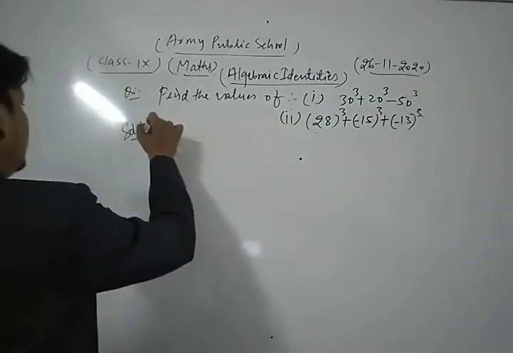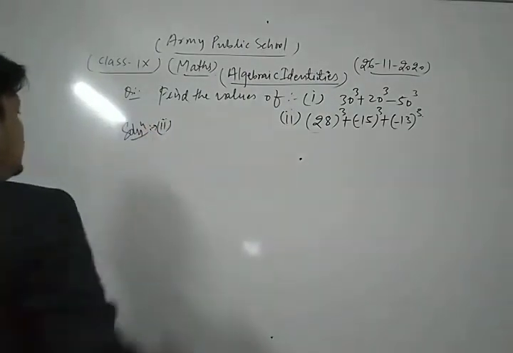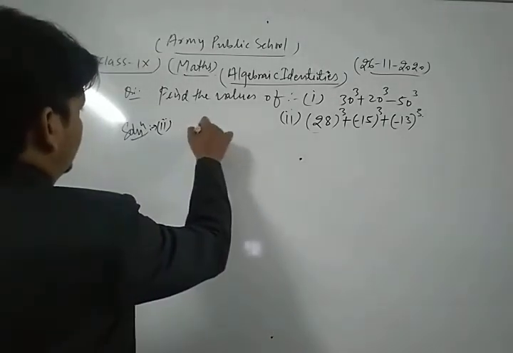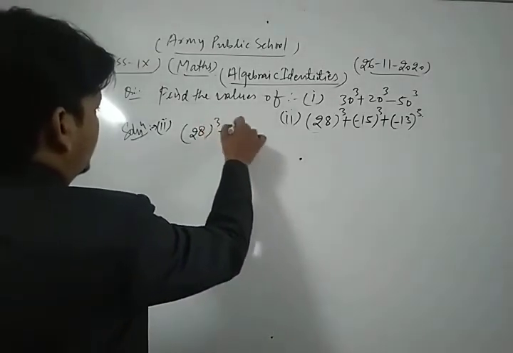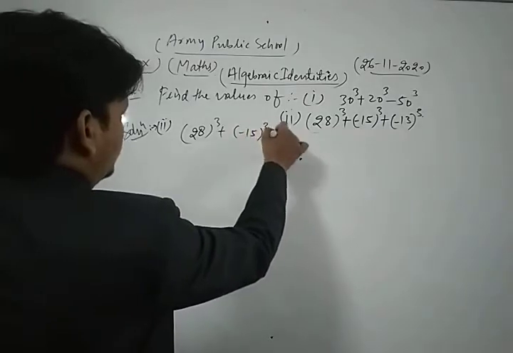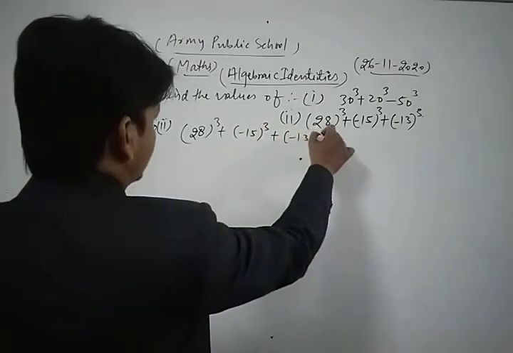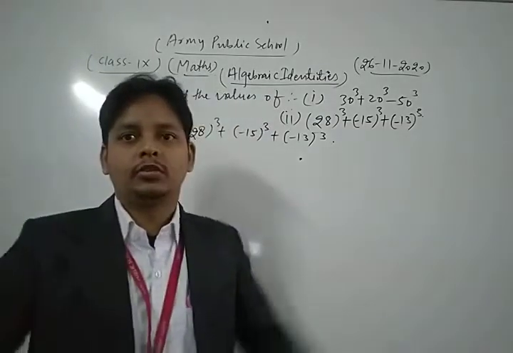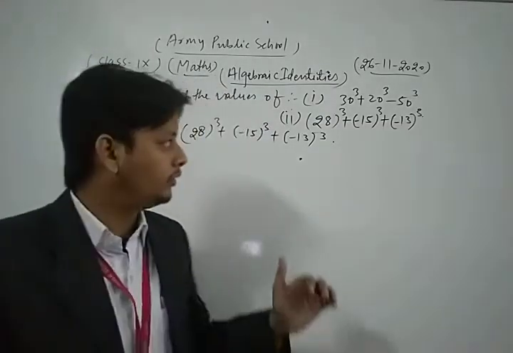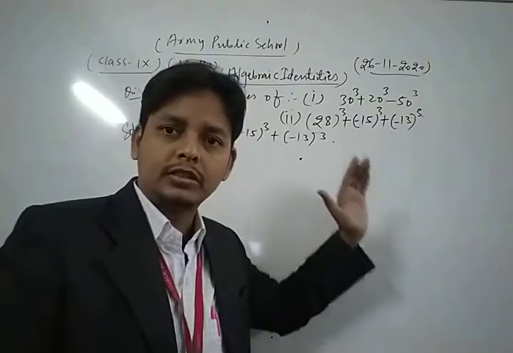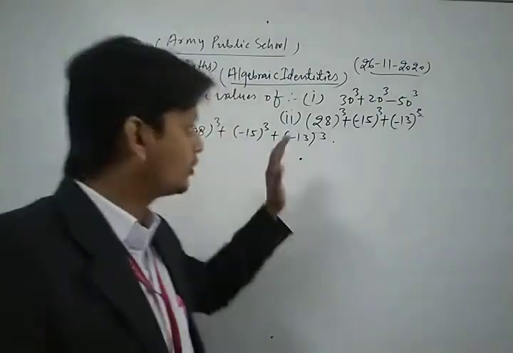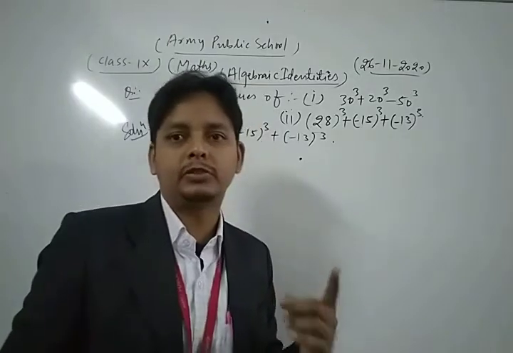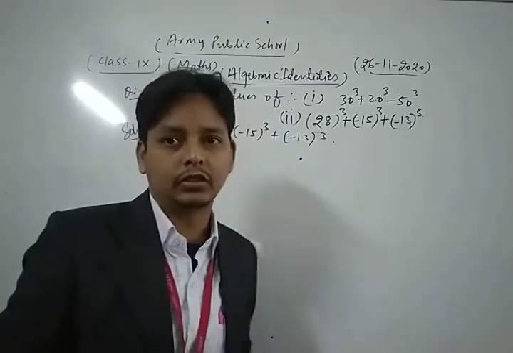We take and solve the second part of this question, which is 28 cube plus minus 15 cube plus minus 13 cube. Okay, this is the question here. Now we solve it the same as the previous question. In this question also, first of all we check the value of A plus B plus C. After that we can solve it.